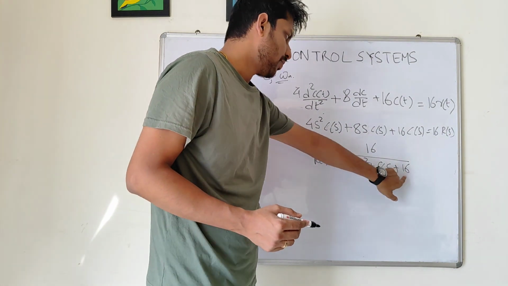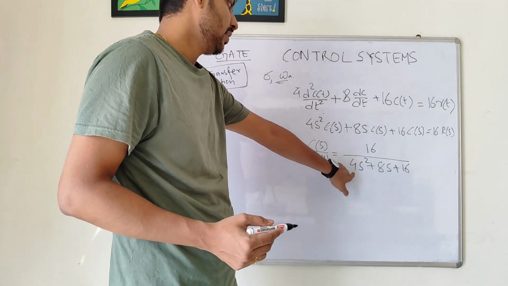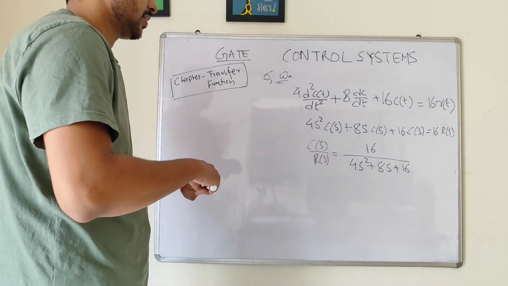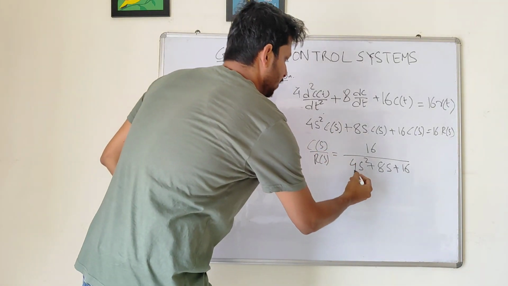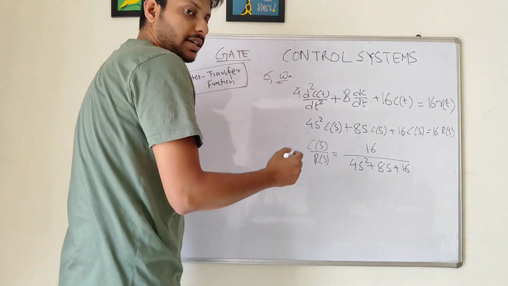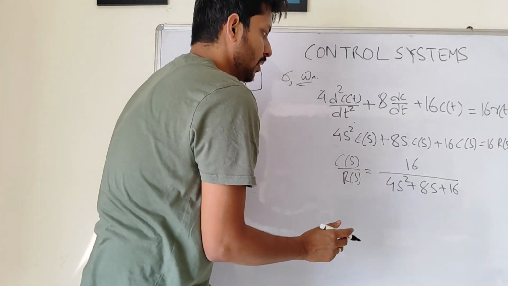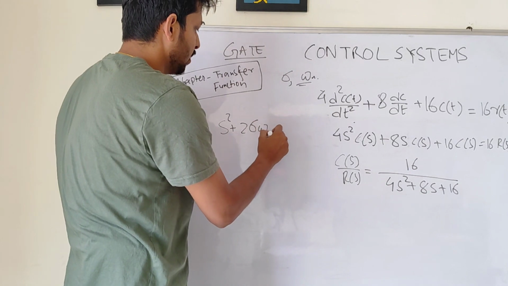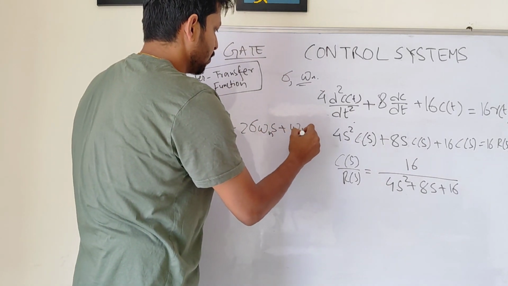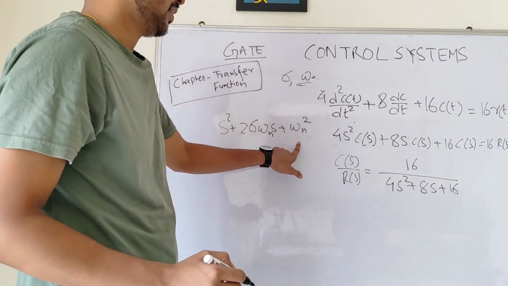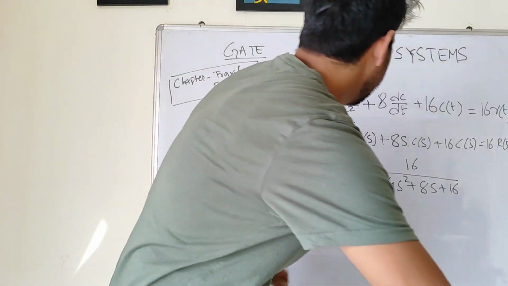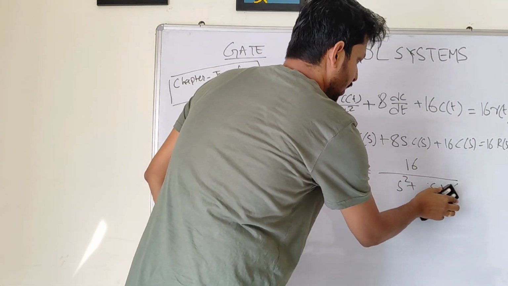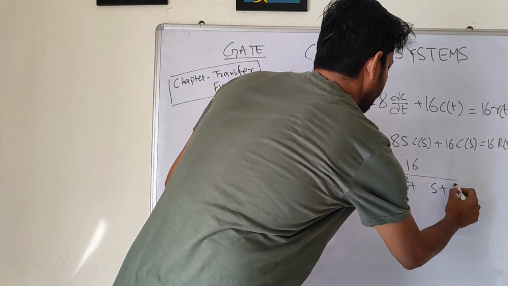Now once you have this equation, it's easy to find the damping ratio and the natural frequency, because if you represent this in the characteristic equation form, the formula is this: s square plus 2 sigma omega n s plus omega n square. So we have to represent this in this form. So let's do that. Divide all of this by 4, right. So this will become 4.